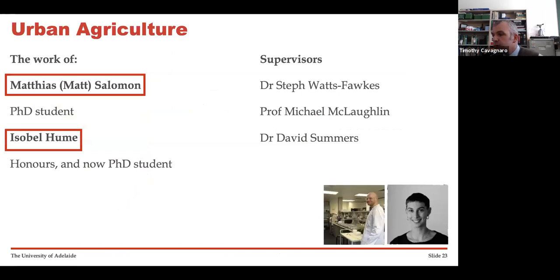Okay, so that's a very quick run through the Adelaide carbon neutral work that we were doing. What I want to do now is shift directions and start talking about urban agriculture. And this is an area that I've been interested in for a number of years. And the work I'm going to present today is really the work of two students. So Matt Salomon, who's a PhD student, who's pictured down here, and Isabel Hume, who undertook honours in the group and has now gone on to do a PhD to continue her work in this area as well. And co-supervisors, in addition to me, are Steph Watts-Fawkes, Mike McLaughlin, and David Summers.